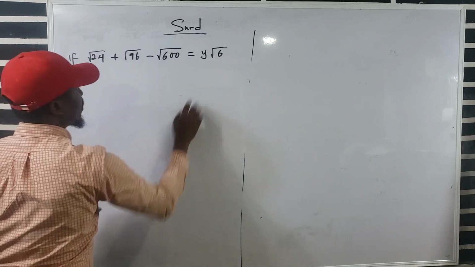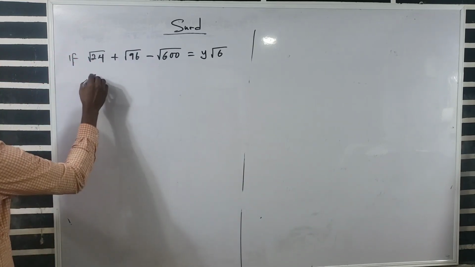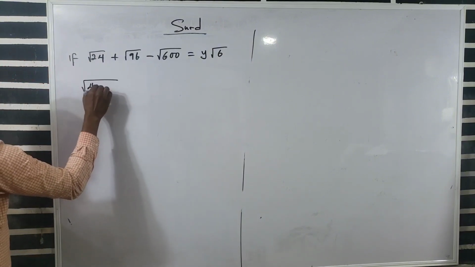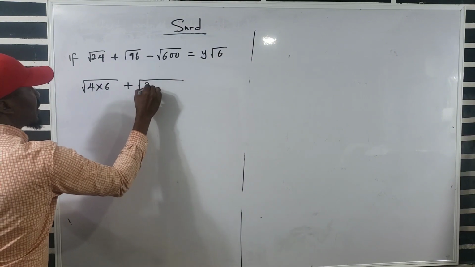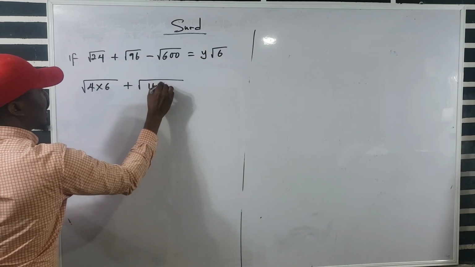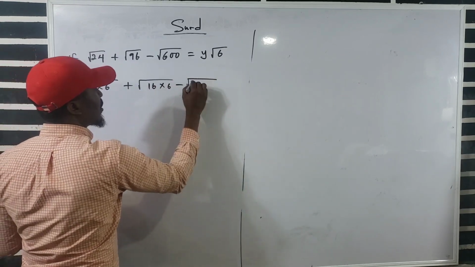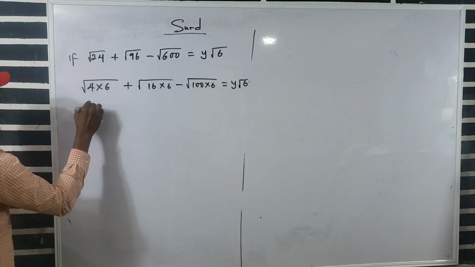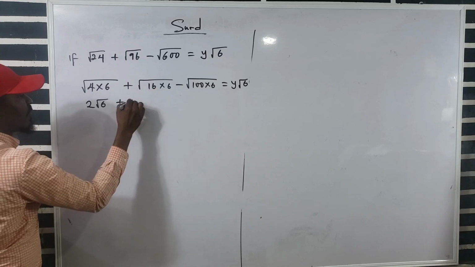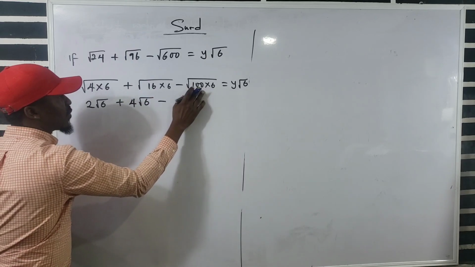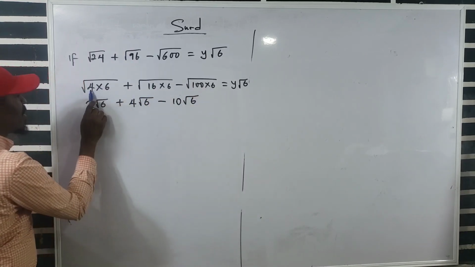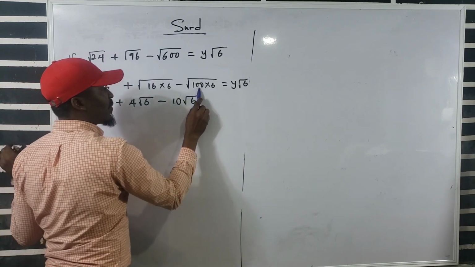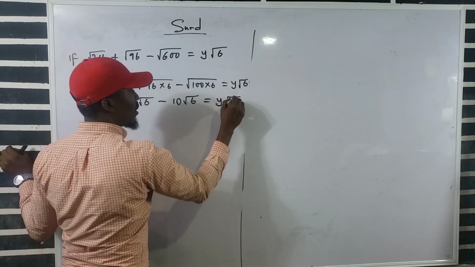So we have this. So we are asked to solve this. So first thing I'll do is to express all these in their basic form. So that will give us 4 times √6 plus √16 times √6 minus √100 times √6 equals y√6. So this one here will give us 2√6 plus this one here will give you 4√6 minus this one here will give you 10√6. Remember, square root of 4 is 2, square root of 16 is 4, square root of 100 is 10, then equals y√6.